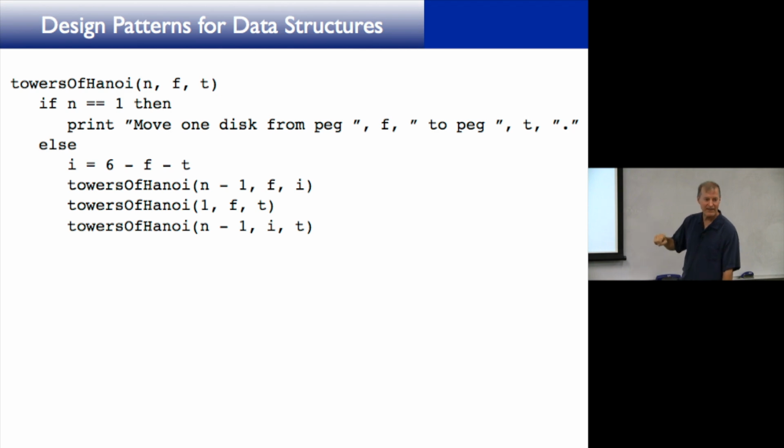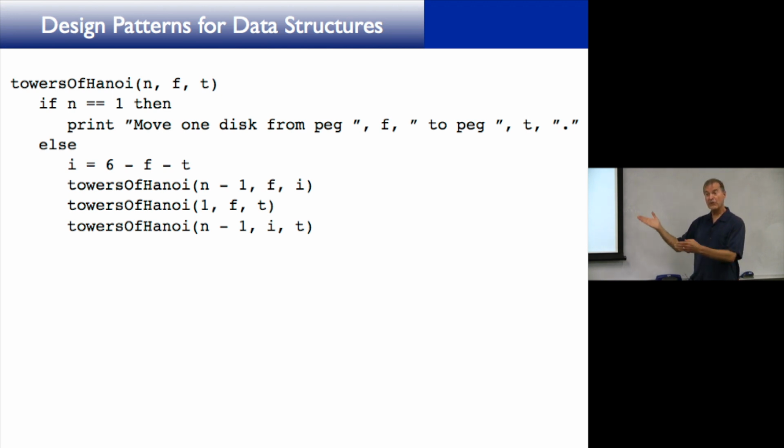The intermediate one, yeah, for the intermediate one. So the intermediate one is 6 minus f minus t. And so how does this work? Towers of Hanoi: you move n minus 1 disks from the from to the intermediate. And then one disk from the from to the to, and then n minus 1 disks from the intermediate to the to.